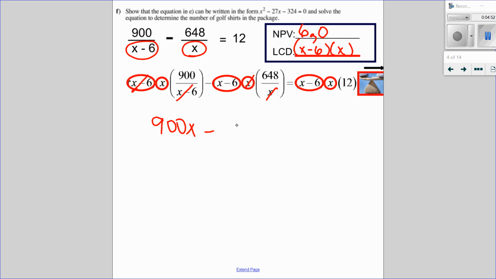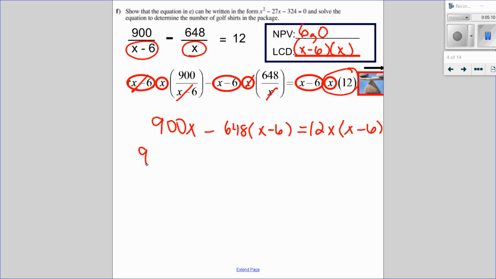I'm left with 648 times X minus 6. Equals to, on the other side, I have all of these things multiplied together. I'm just going to do my monomials up front, which is 12 times x, 12x, times x minus 6.